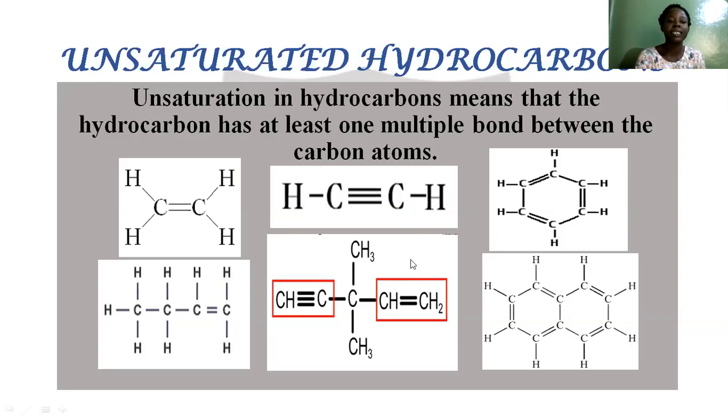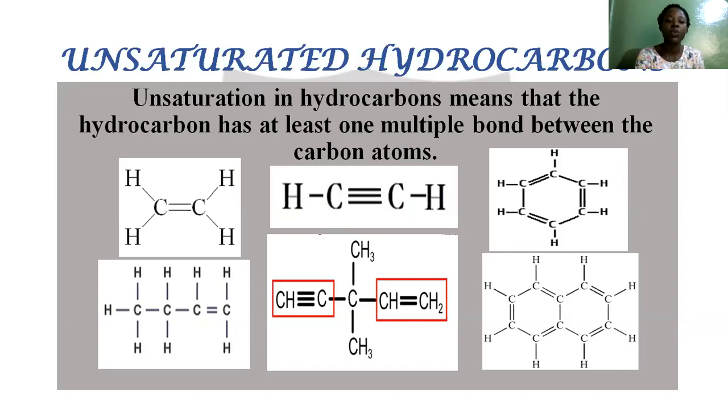So take a look at these examples that we have here. You see this compound, you have a double bond, here you have a triple bond, here you have a cyclic chain, that's a ring chain with double bonds alternating. So this is an unsaturated hydrocarbon. You see a double bond. Once there is one double or triple bond in a hydrocarbon, we say that compound is unsaturated.